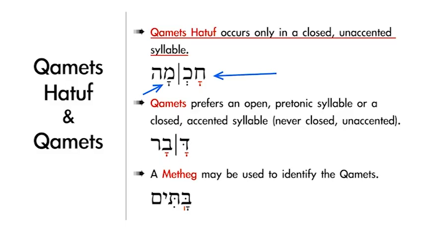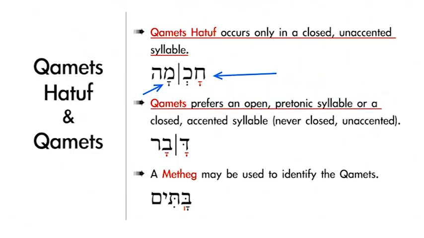The kametz hatuf can only occur in a closed, unaccented syllable. In every other syllable, it'll be a kametz. The kametz prefers an open pretonic syllable or a closed accented syllable, but never a closed unaccented syllable. So you just need to remember the one environment in which the kametz hatuf can occur, closed and unaccented, and then you'll know that everything else is a kametz. Now, if you had to guess, always guess kametz, because there are many more kametzes in Hebrew than there are kametz hatufs. But you don't want to be unsophisticated. You want to know how to tell the difference between kametz and kametz hatuf. And here's the one rule. Kametz hatuf can appear in a closed, unaccented syllable. In all other instances, it'll be kametz.